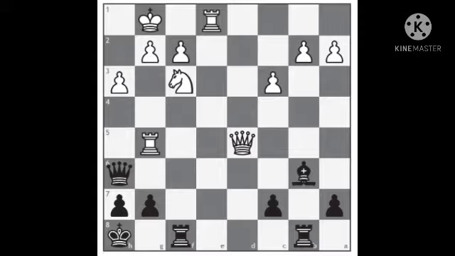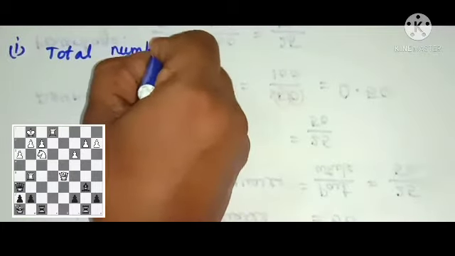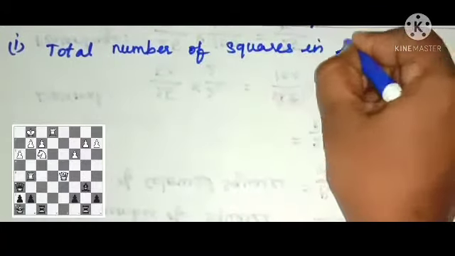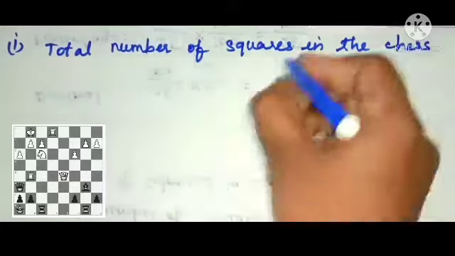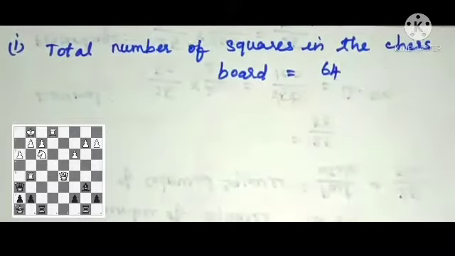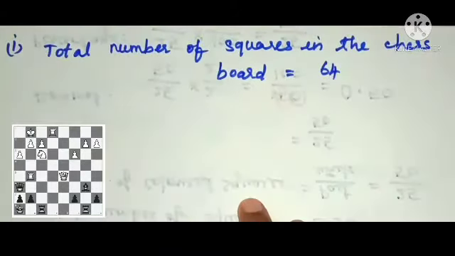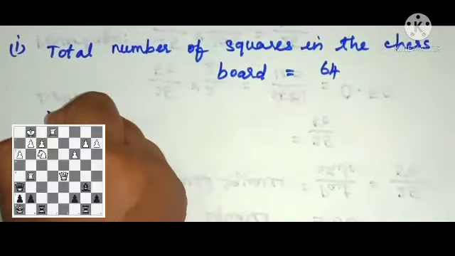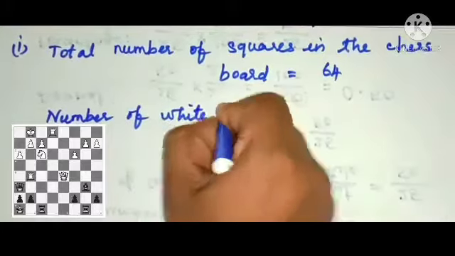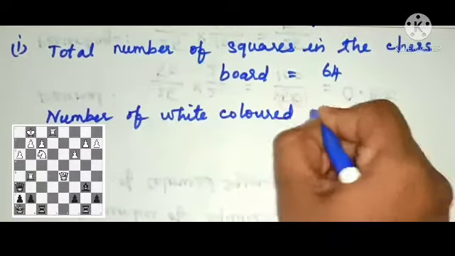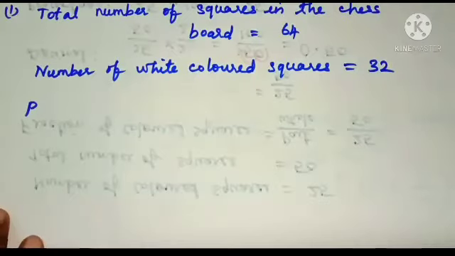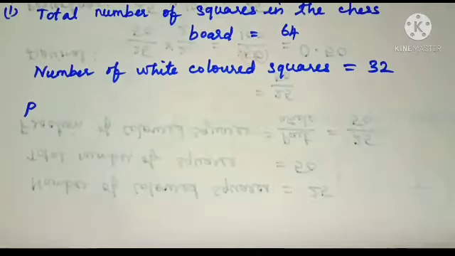Children, see the chessboard. Total number of squares in the chessboard is equal to 64. So there are 64 squares in the chessboard. And let us find the number of white colored squares. It is given, that is 32. Let us find the percentage, okay? Percentage of white color squares.